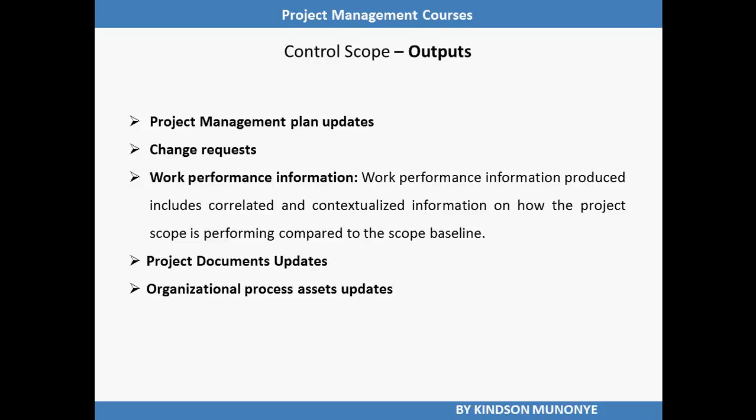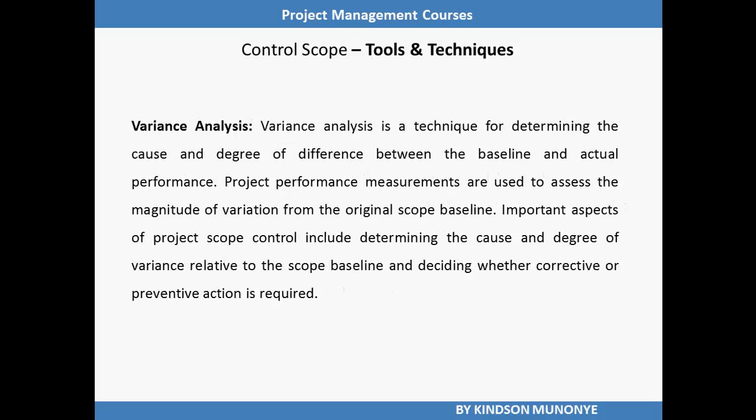And then another output might be organizational process assets updates. This might include causes of variation, corrective actions chosen, and reasons, other types of lessons learned from project scope control. This is where we are wrapping it up on the control scope process. And this is the last process we are going to discuss under the project scope management knowledge area.